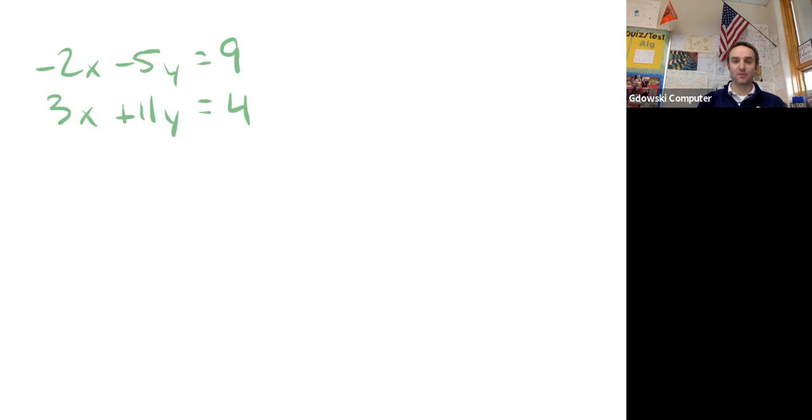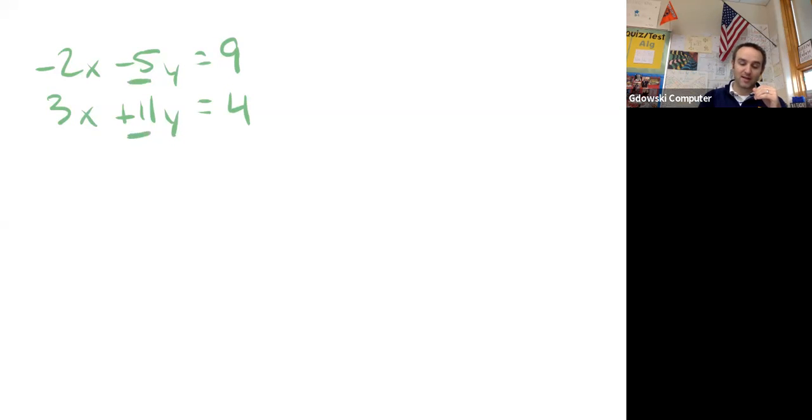Okay, if we do the top by 3, bottom by 2, yeah, we could do that. That would cancel out the x's, right? Could we multiply by something to cancel out the y's instead? The y's are a little trickier, right? But the general rule is if you want to cancel out one of your variables, just multiply it by what the other number is.